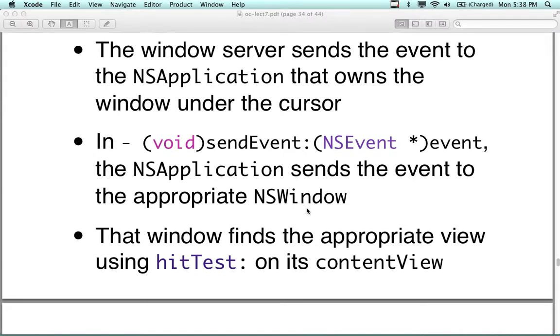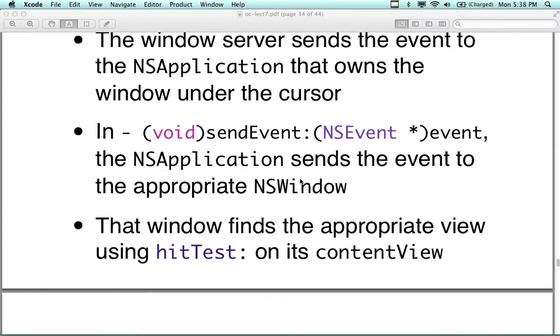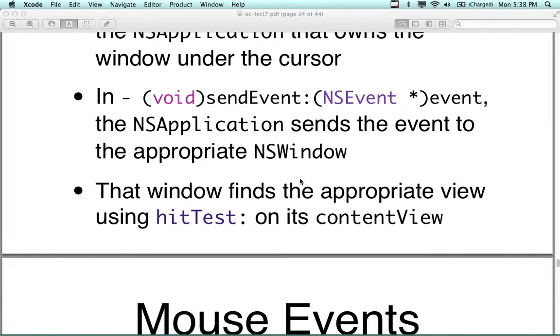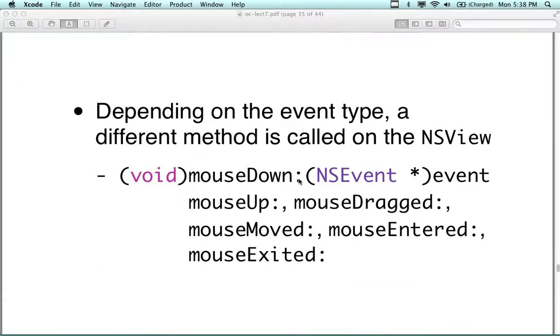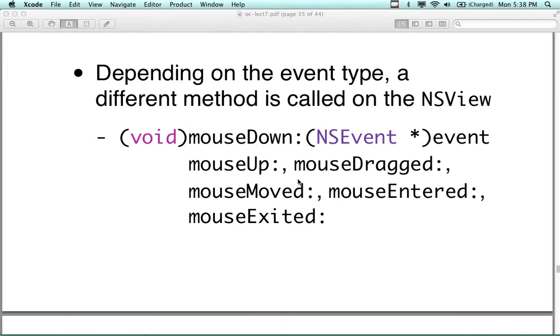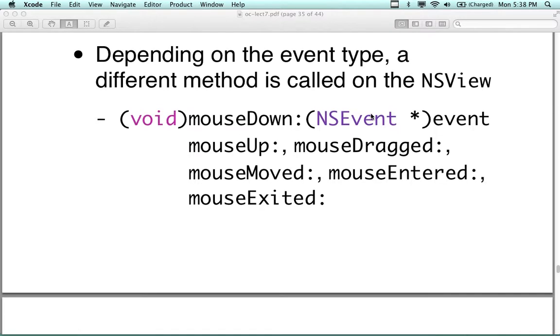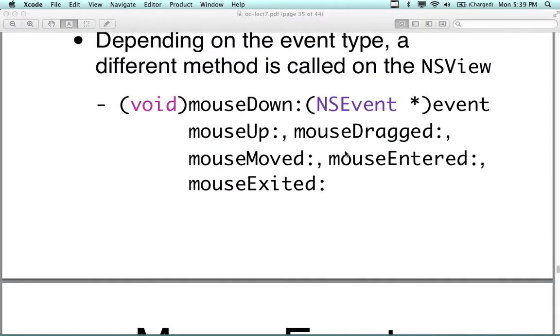We can also capture the events manually if we want, which is not quite as efficient as using an IBOutlet or an IBAction. So the NSApplication sends the event to the appropriate NSWindow. That window will find the appropriate view using a hit test on the content view. So, mouse events: depending upon the type of event that's occurring, a different method is called on the NSView. This is a mouse down event as an example, a mouse up, a mouse drag, a mouse move, a mouse enter.